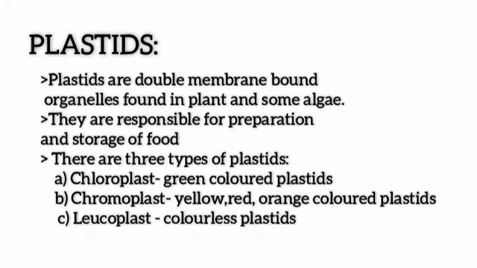Plastids. Plastids are double membrane bound organelles found in plants and some algae. They are responsible for preparation and storage of food. There are three types of plastids: chloroplast, chromoplast and leucoplast. Chloroplasts are green colored plastids, chromoplasts are yellow, red, orange colored plastids and leucoplasts are colorless plastids.